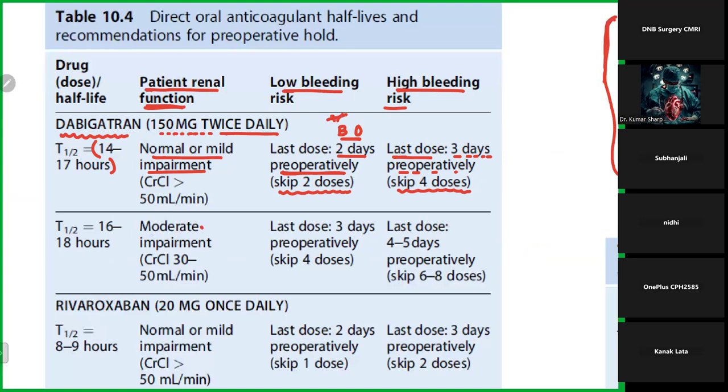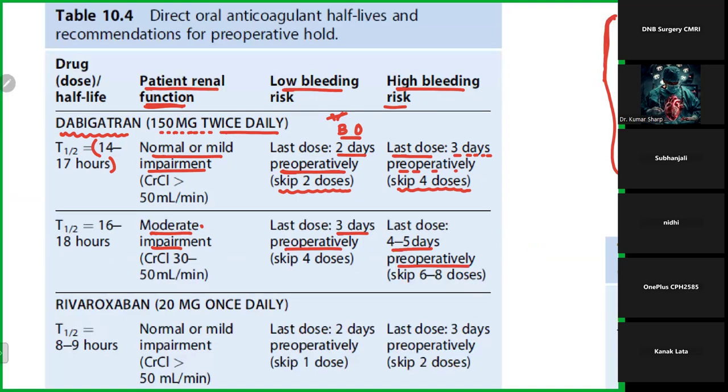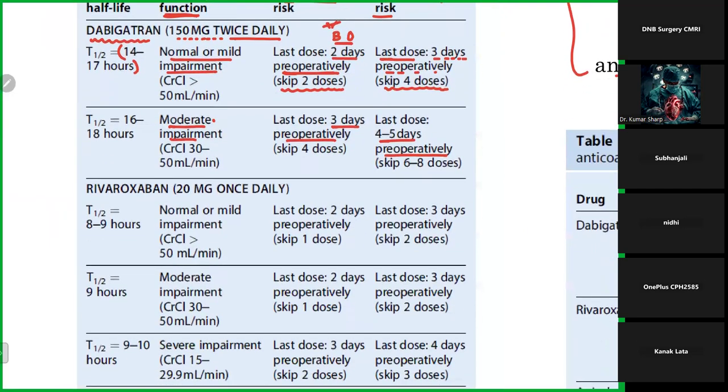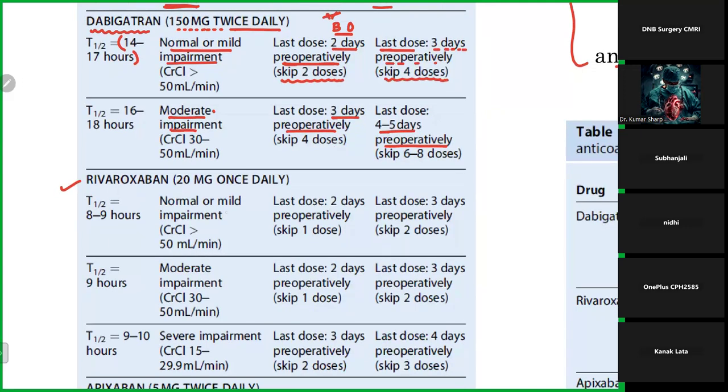And similarly, we have a moderate impairment. This increases to 3 days preoperatively and 4 to 5 days preoperatively. Now, this depends on the individual assessment of the patient. Similarly, we have it for rivaroxaban. Again, the classifications come to normal or mild impairment, moderate impairment, and severe impairment.